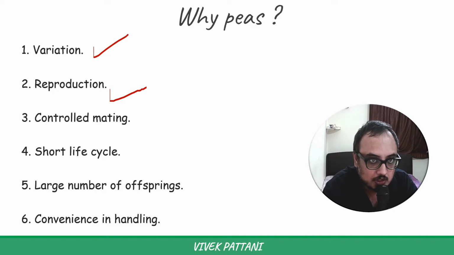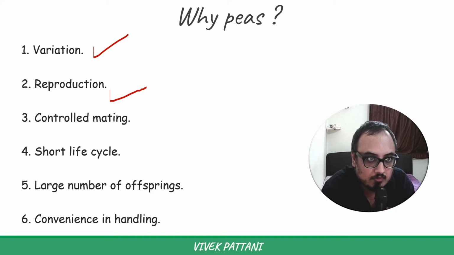The chosen organism should be sexually reproducing, that is, by the fusion of male and female sex cells, because only then will the offspring be able to receive the different characters from both male and female parents.